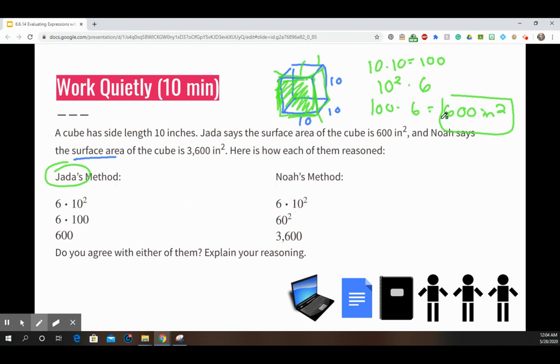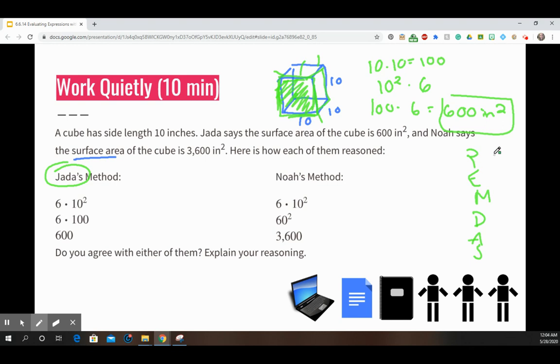Noah, we learned with PEMDAS or GEMDAS or any of those methods that you have to evaluate the exponents first. Noah didn't evaluate the exponents first. First, he multiplied, but if we're looking at PEMDAS, okay, and this isn't my favorite way to think about it, but it kind of helps you to remember the rule if it's having a hard time sticking for you.